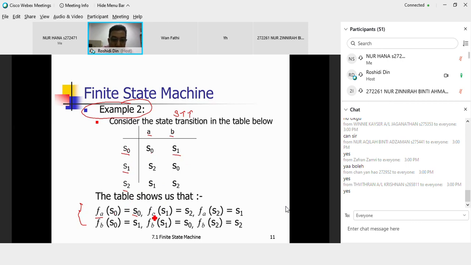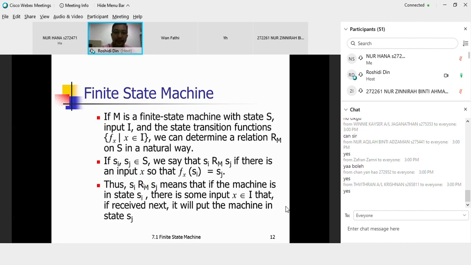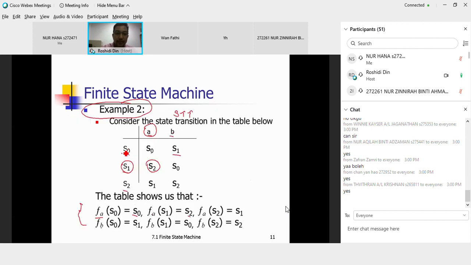Now we have S1, FA, the answer will be S2. S1, FA, the answer will be S2, and so on. Okay, this table we can transform to a diagram.